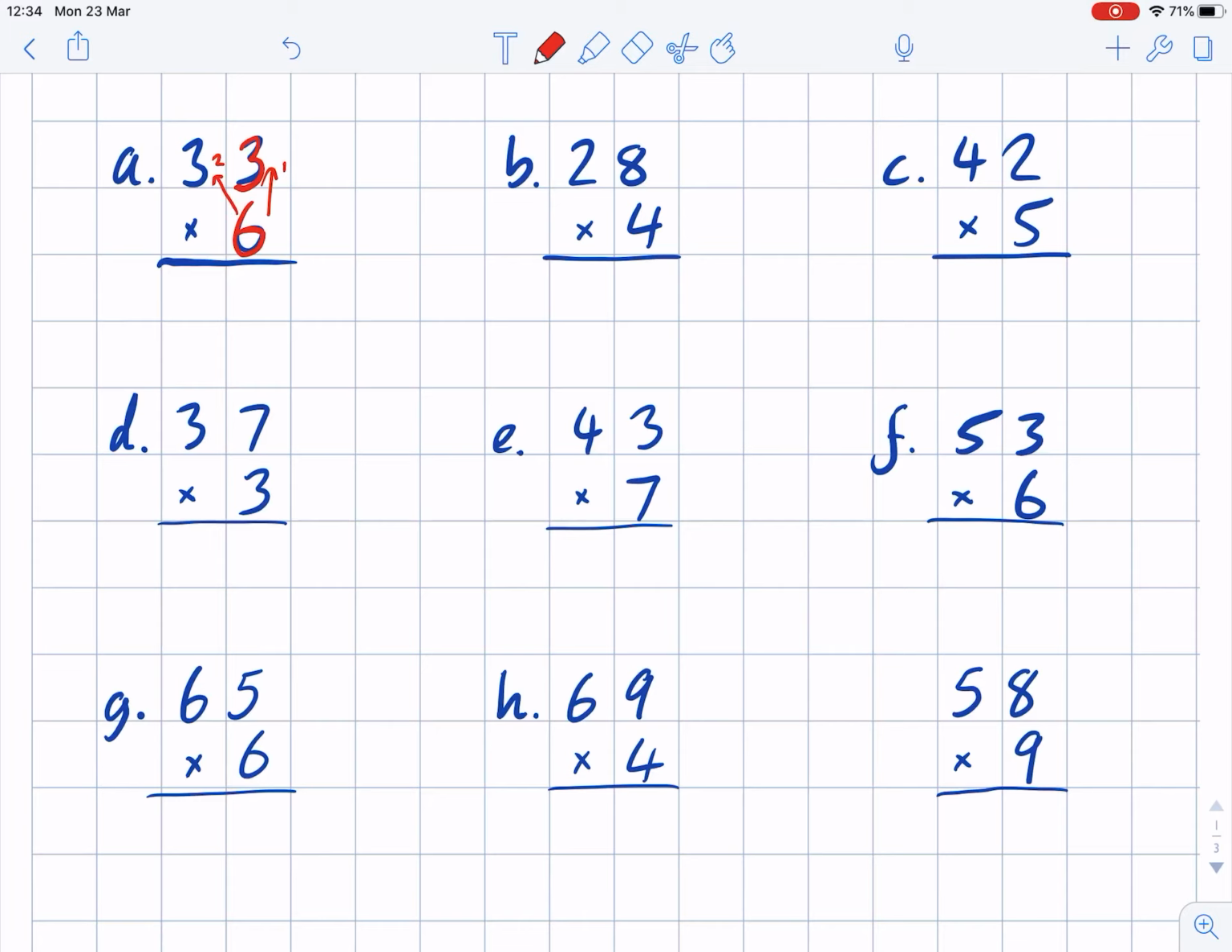So 6 times 3 is 18. Again, 6 times 3 is 18. But this time I need to add my 1 underneath. So I get 198.